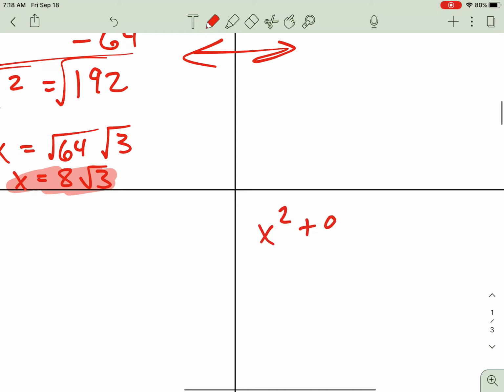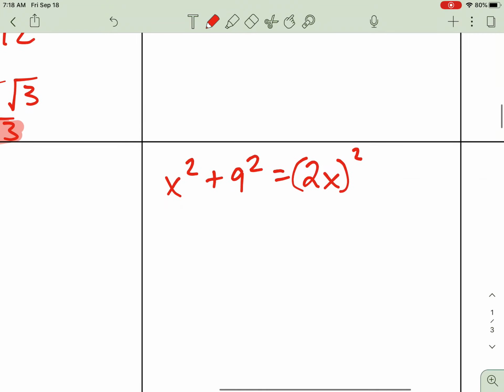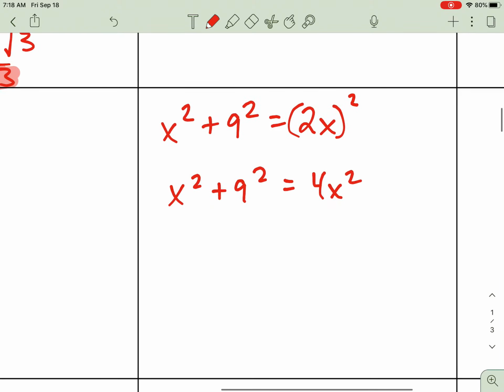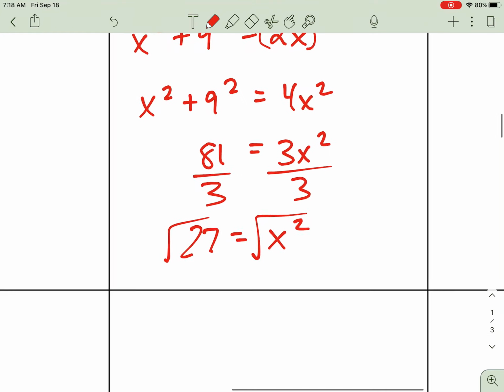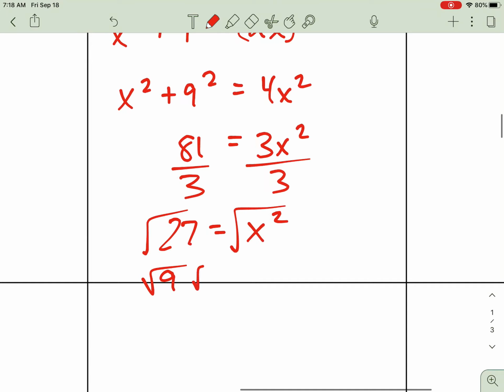So x squared plus 9 squared equals 2x, because it's double, squared. Or actually, I should say, yeah, that'll work. So x squared plus 9 squared equals 4x squared. When I subtract, I get 81 equals 3x squared. Divide by 3, 27 equals x squared. Okay, take the square root of that. Okay, and that is 9 and 3.